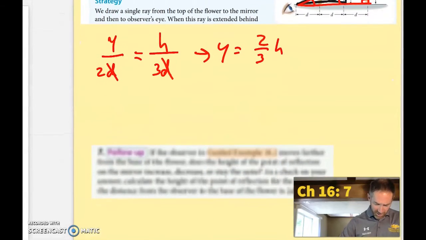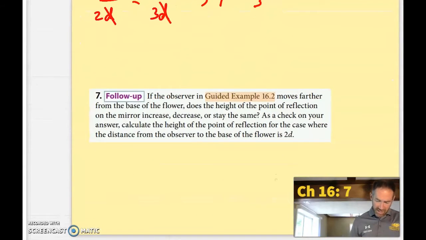Now, along the same lines, in number 7, it says, what if that eyeball backs up? What if you're observing from farther away? Then what's going to happen to that spot y? Is it going to get higher, or is it going to get lower? And then they say, just to check yourself, what if you go back to 2d?